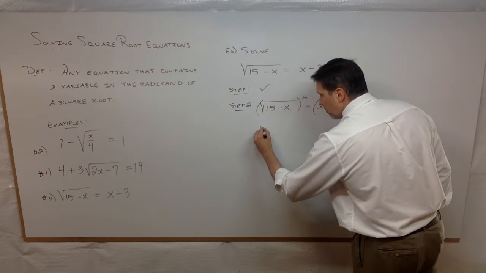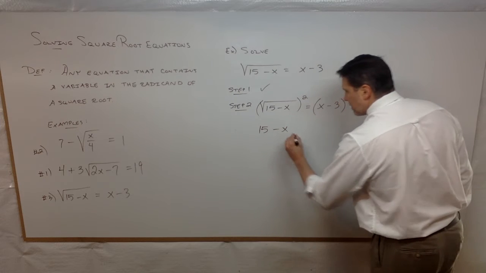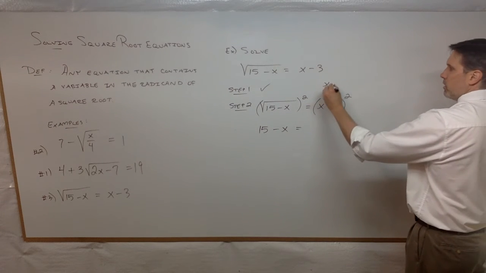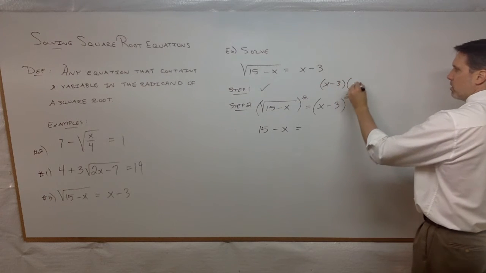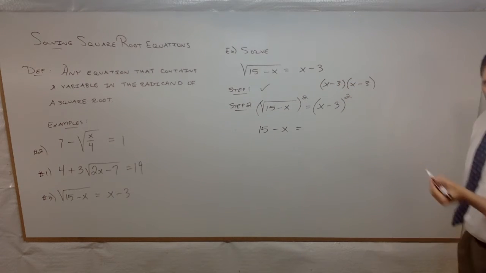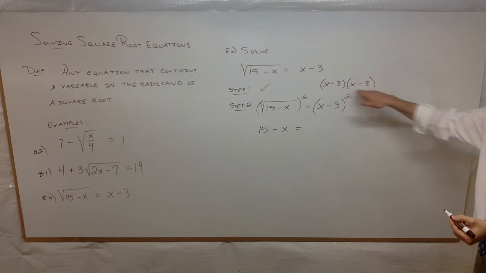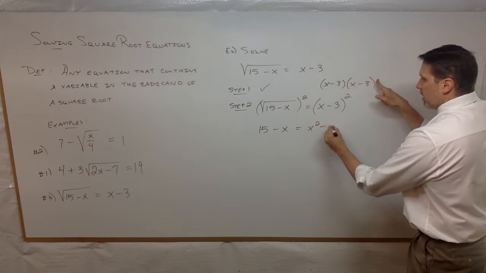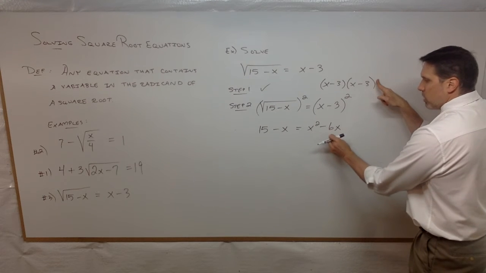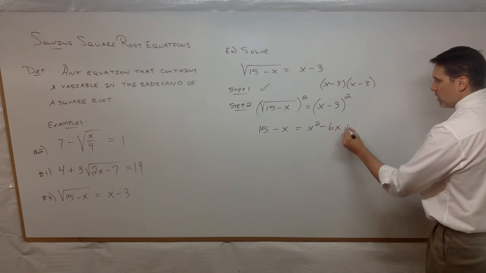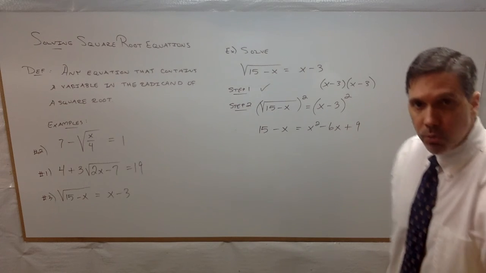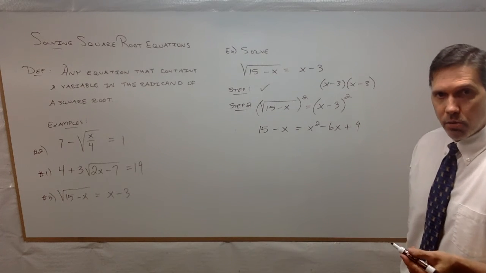So be very careful. Now, when we square a square root, those do cancel. So what we're going to get is 15 minus x equals, now when you square this, we do have to write this twice. And we have to FOIL that out. So x minus 3 squared is going to be x squared. Outer is minus 3x, inner is minus 3x, so I'll just save some time and say minus 6x, and then negative 3 times 3 is 9. So that's what happens when I square both sides of this equation.